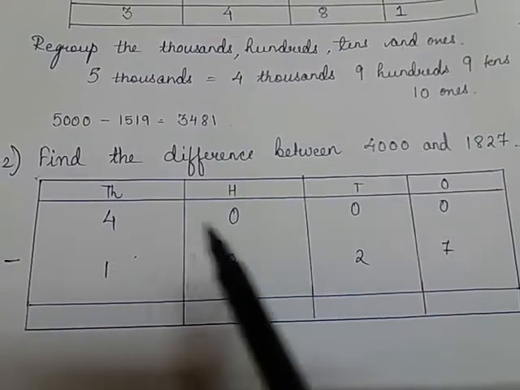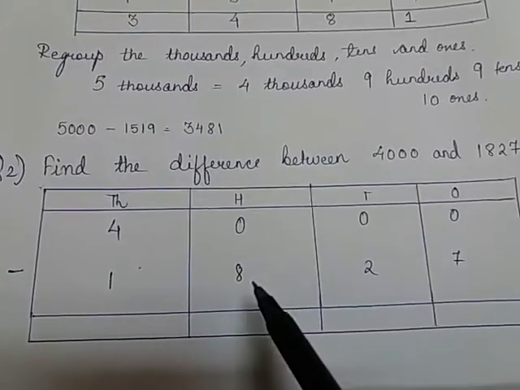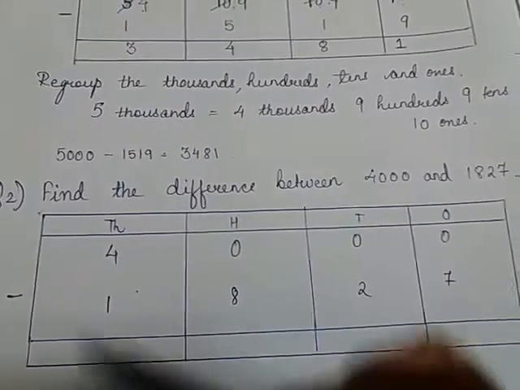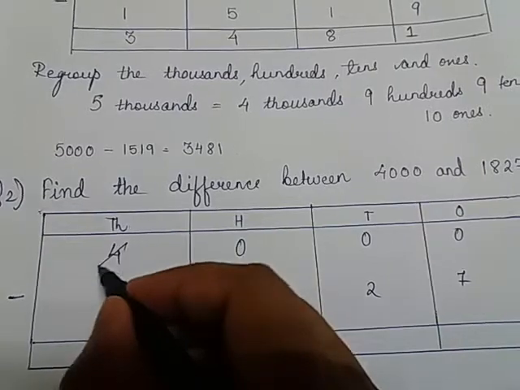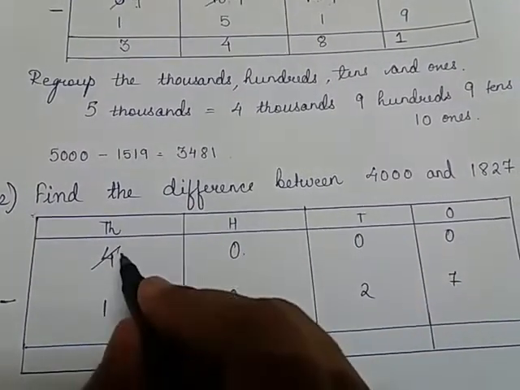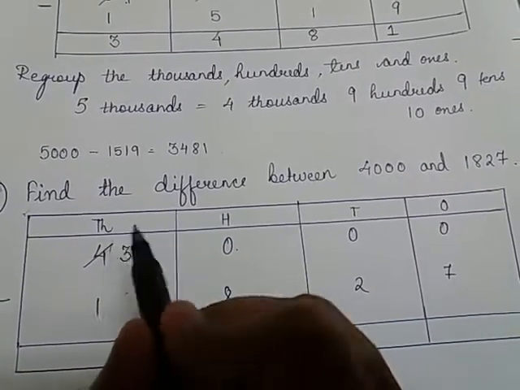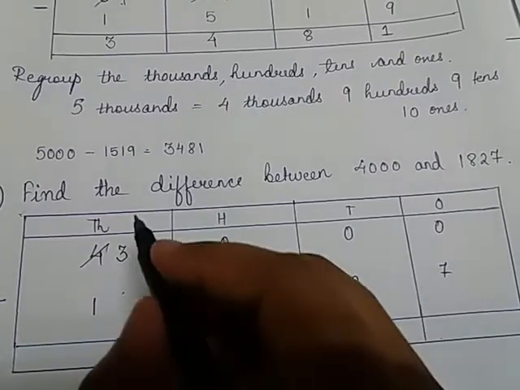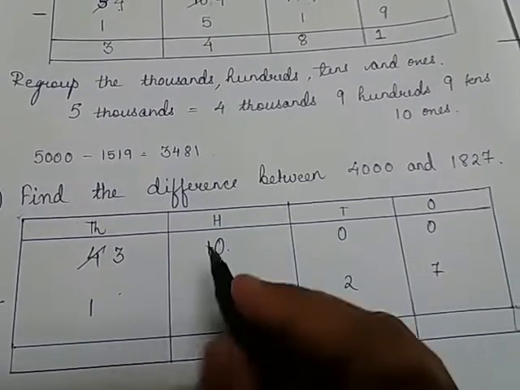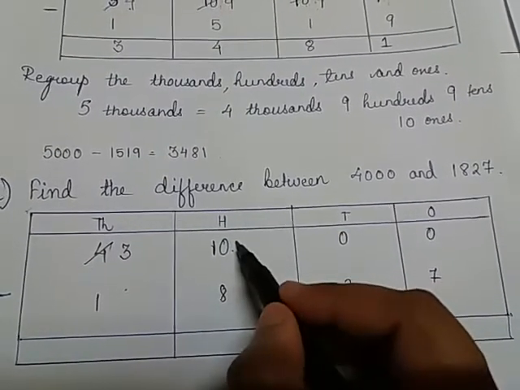Now look here students, here also we have got 0, 0, 0, and we have to subtract these numbers from them. Again we will regroup. We will take 1000 from here and we will put it here. When we take 1000 from here, this will reduce to 3. So when it goes here, this will become 10, because of the 1000. So now we can easily subtract 8 from 10.